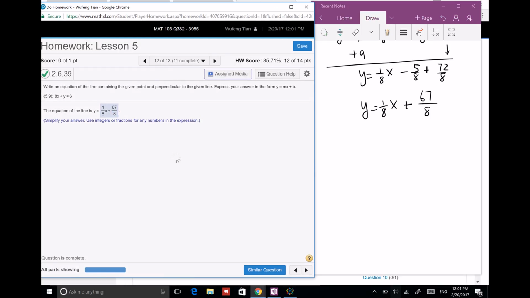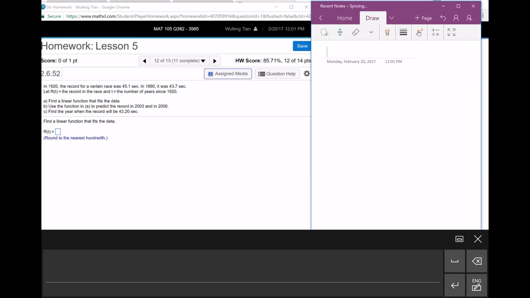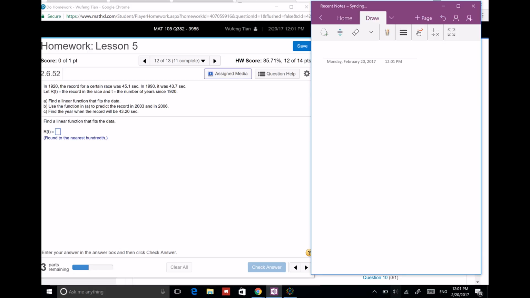Okay, so next one. In 1920, the record of a certain race was 45.1 seconds. In 1990, it was 43.7 seconds. Let R be the record of the race, and T be the time of the year since 1920. Find the linear equation of the first data.